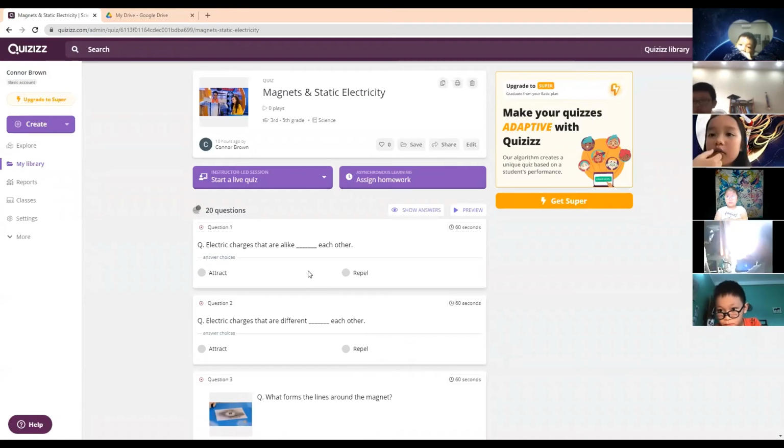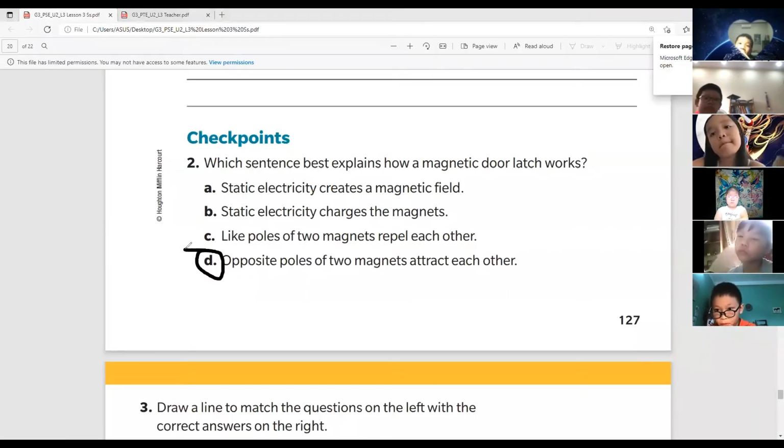Okay, let's move on. So number 2 is D. Everyone check your answers. Number 2 is D. If you got D, you got it correct. If not, change your answers, please.